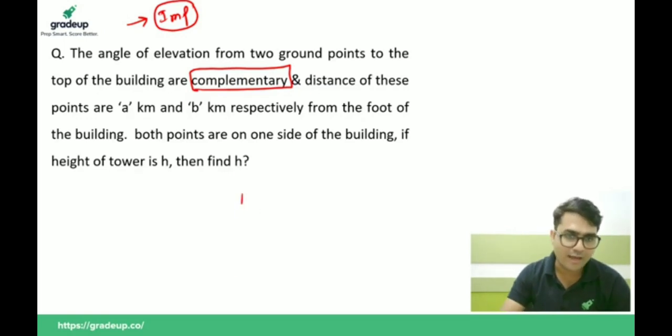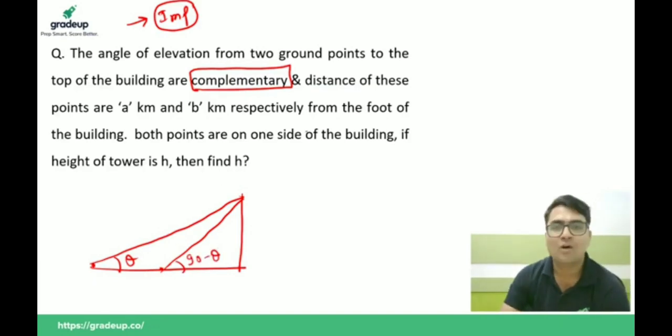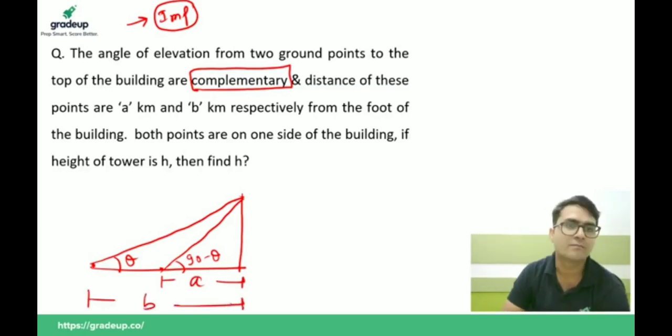So if we have this building and these two points, the two angles of elevation are complementary. If this is theta, then this will be 90 minus theta. The distances of these points from the foot of the building are a kilometer and b kilometer respectively; this distance is a and this distance is b. Both the points are on one side of the building. If the height of the tower is h, then find h.